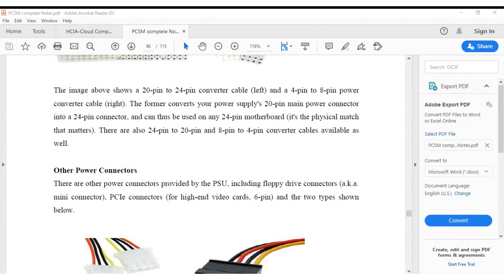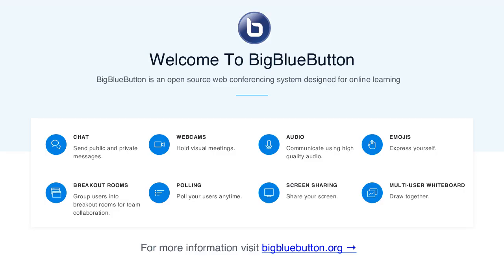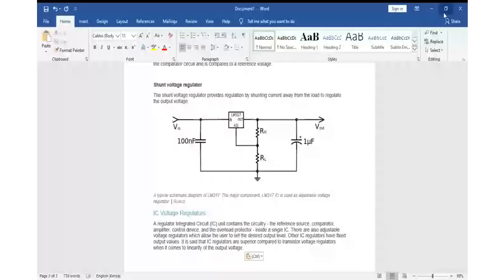I want to share another screen, showing you about the internal parts of a power supply. There it is.